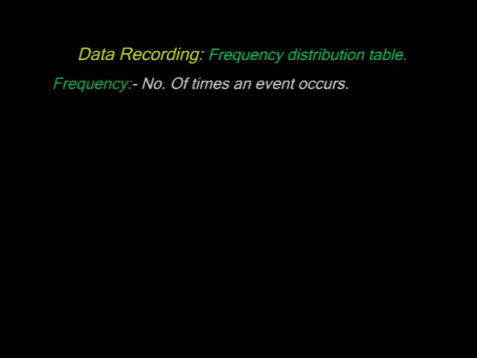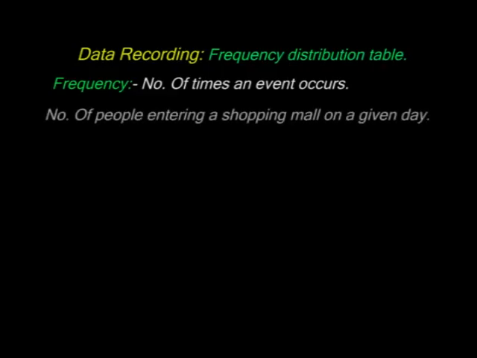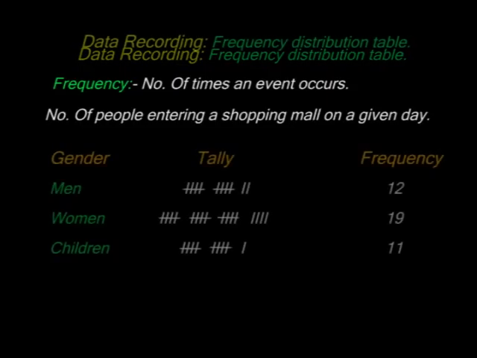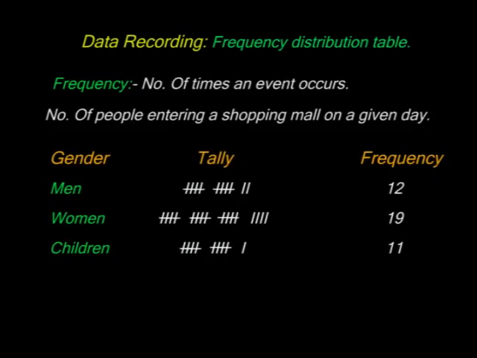Once you collect data from the field, you need to record that data. So we use what we call frequency distribution tables. Frequency means the number of times an event or an item occurs. For example, if you record the number of people entering a shopping mall on a particular day, you could have such a table as on your screen. We have 12 men who entered, we have 19 women and 11 children. The frequency is the number of each gender, that is 12 for men, 19 for women, and 11 for children.